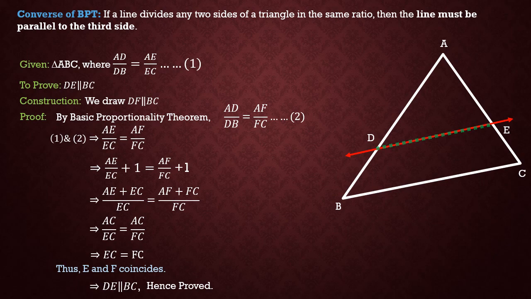But our diagram shall not be like this, it shall be like the previous one, where E will be placed in a different position, and we will have DE joined, and we will also have another point F. This will be your diagram, and with this diagram we will be doing the proof.